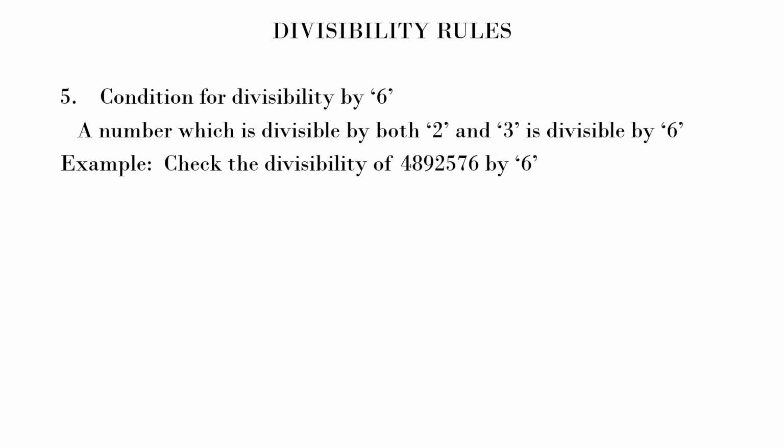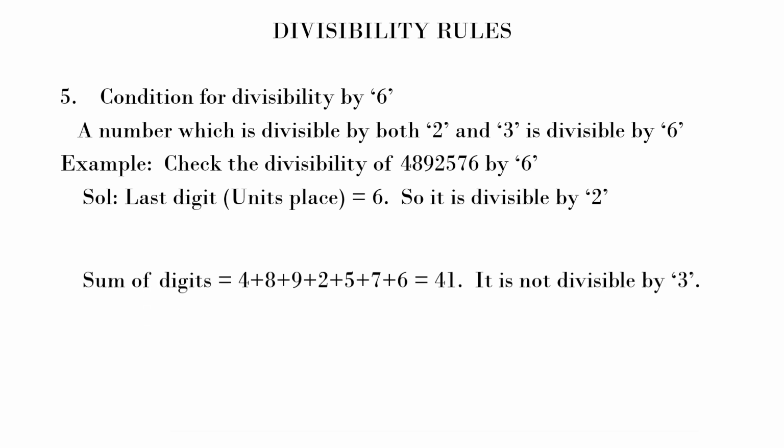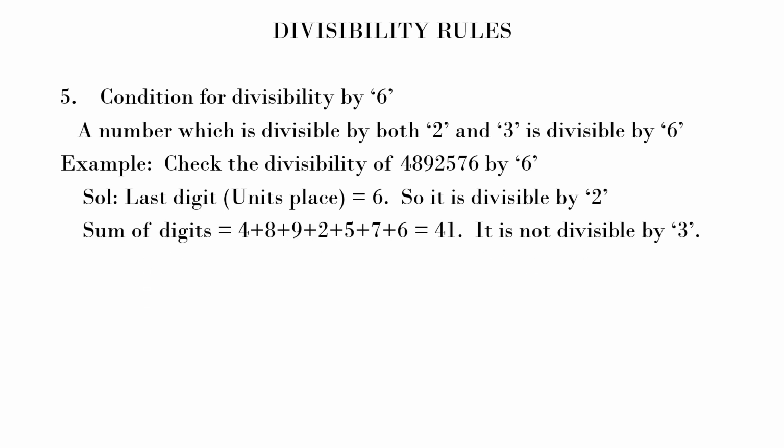Here we have 48,92,576. Now we have to check whether this number is divisible by 6 or not. For that, as the units place is 6, the number is divisible by 2. And for divisibility by 3, we have to add the digits like this. So adding the digits we get 41, but 41 is not divisible by 3. So the given number 48,92,576 is divisible by 2 but not divisible by 3. So it is not divisible by 6.